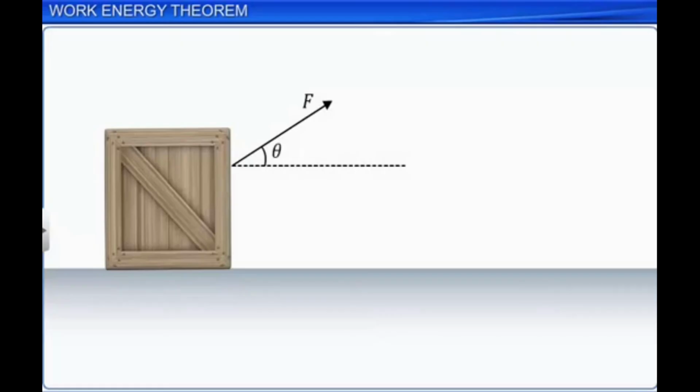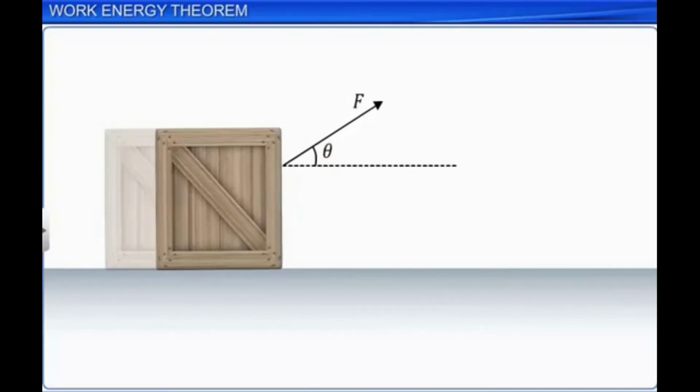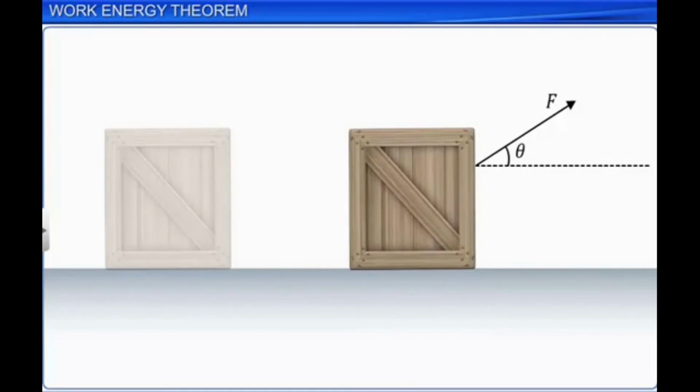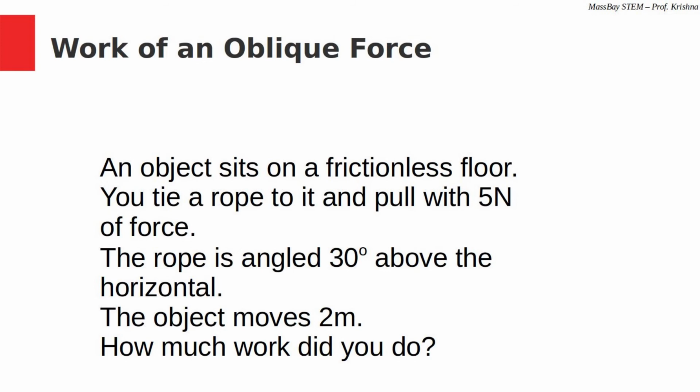The definition of work is also easy to use when the force points at an oblique angle. Consider this variant on the previous example. An object sits on a frictionless floor. You tie a rope to it and pull with 5 newtons of force. The rope is angled 30 degrees above the horizontal. The object moves 2 meters. How much work did you do?